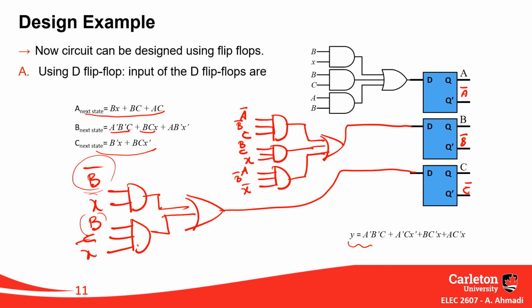And for Y, same thing. You use A, B, and C coming from there, from output, from current state, combined with X as your input to give you a circuit for your output. This is the flip-flop implementation of our prime number finder.